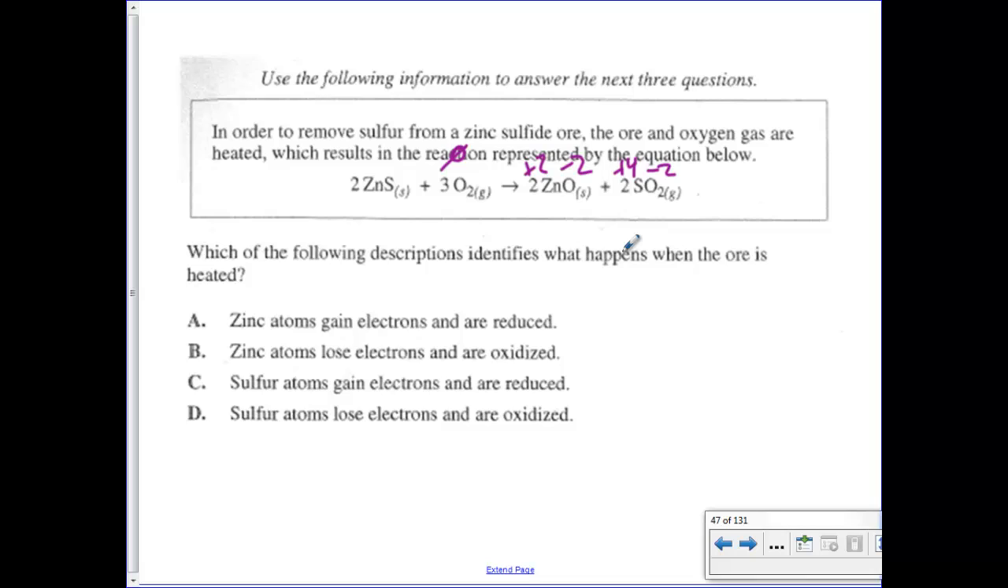It helps especially when you have the big table nearby, because you can check and say, oh, I didn't know sulfur could be +4.